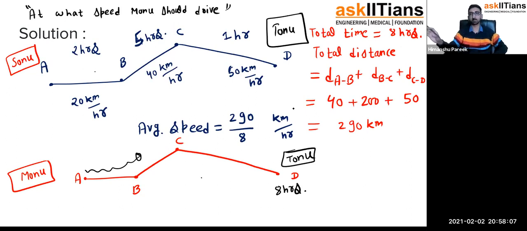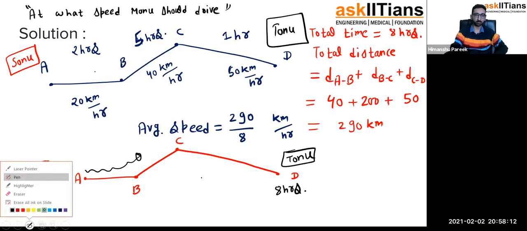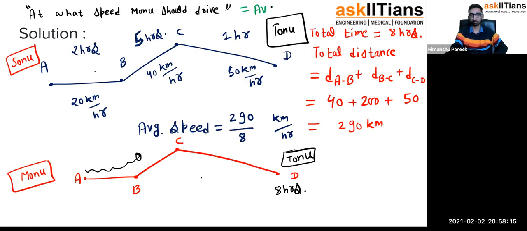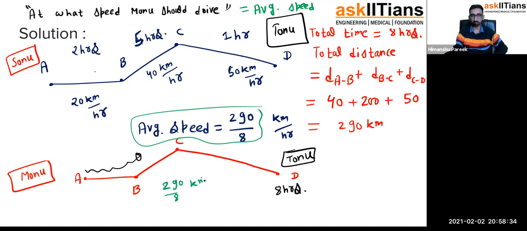But he does not want to change the speed. So the answer would be that he should go with the average speed of Sonu's numbers. So we told him that you should go with this speed. He did the calculations. Suppose somebody goes with this speed, 290 by 8 kilometers per hour, then in 8 hours how much distance will he get? In 1 hour, how much distance do you cover? Unitary method, 290 by 8.